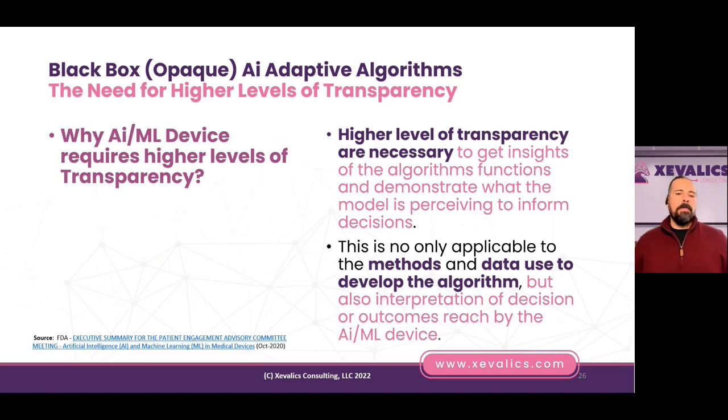Okay, so because of the black box algorithm, there's a need for higher levels of transparency. So why do we need that? Higher levels of transparency are necessary to get insight into the algorithm's functions and demonstrate what the model is perceiving to inform decisions. This is applicable not only to the methods and data used to develop the algorithm, but also to the interpretation of the decisions or outcomes reached by the AI machine learning device. Transparency is also important for the intended use of that particular medical device.